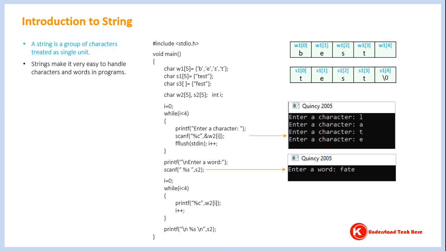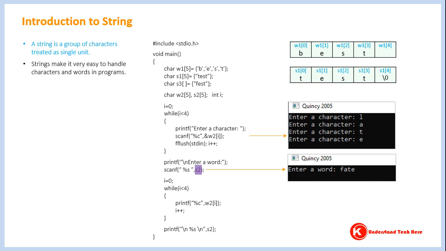Remember the syntax. Earlier we were getting each character individually, therefore %c. Now we are getting a word, or in programming terms, a string, therefore %s. Similarly, before we used the ampersand. Now we don't need it.